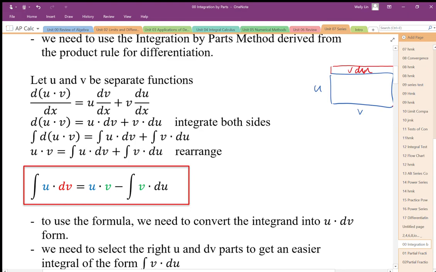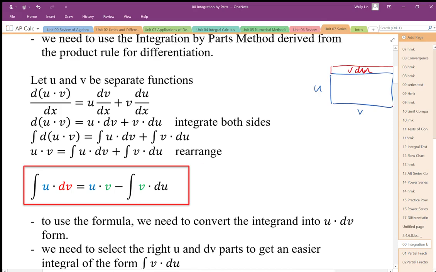times du parts. So what we're going to then do is just rearrange this, so that we move the v times du to the other side of the equation. So we get u times dv, which is here, equals uv minus this part. Okay, so there's a formula, and that's the formula we're going to use. Now, this formula makes perfect sense. It comes from somewhere.